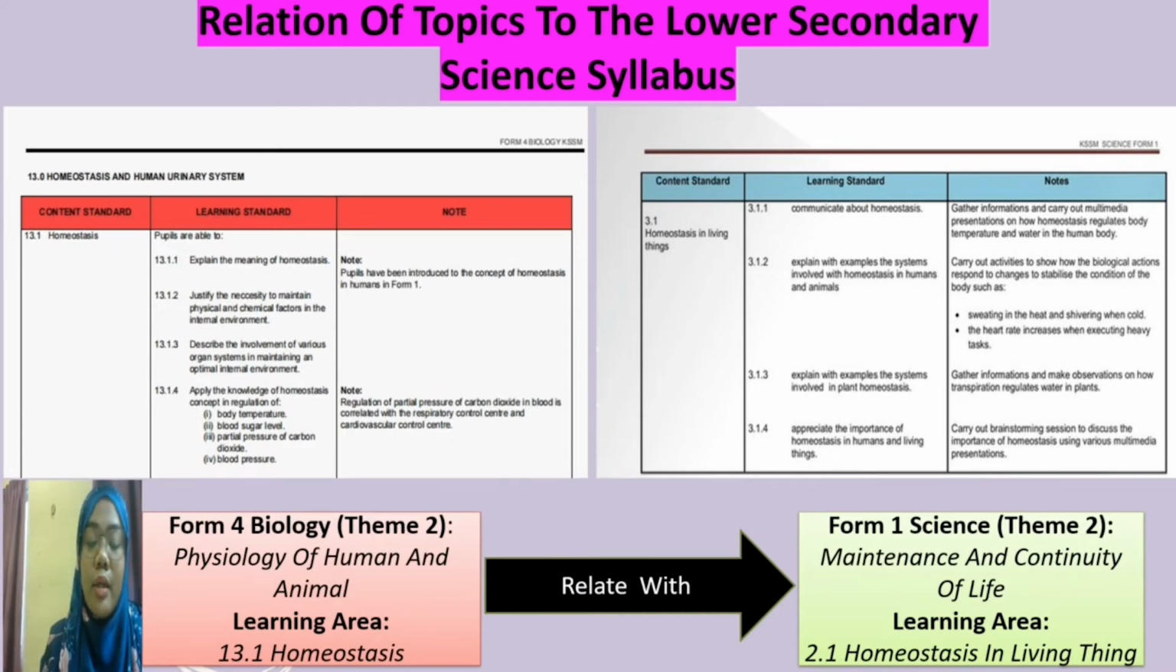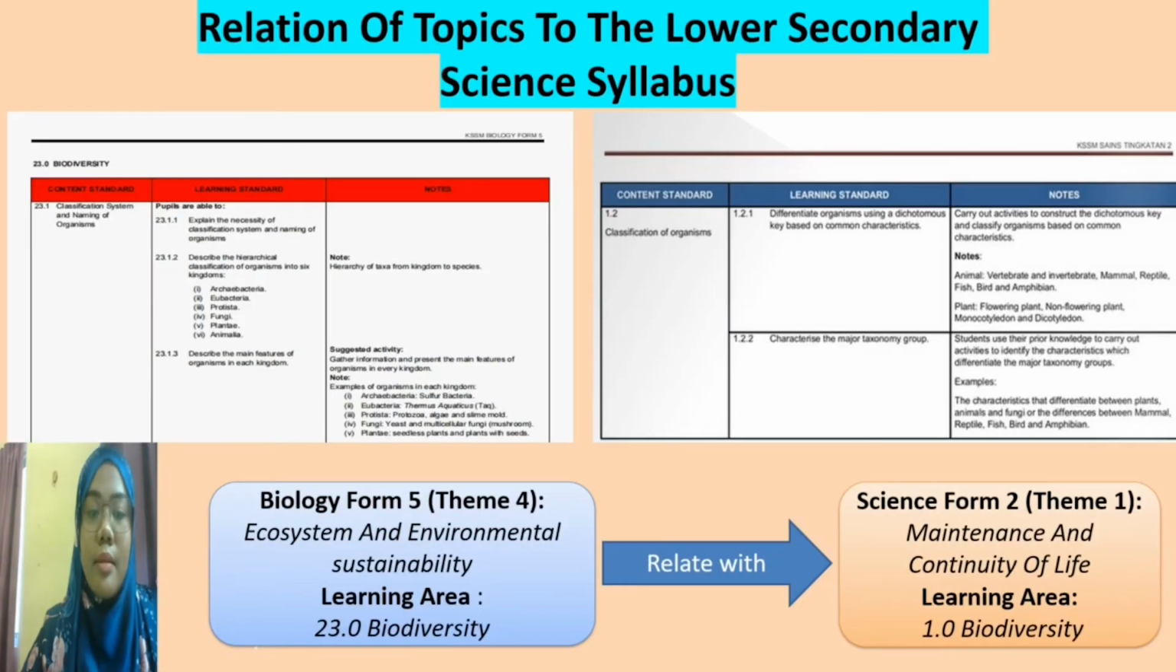So in conclusion, Form 4 Biology Theme 2, Physiology of Human and Animals, Learning Area 13.1 Homeostasis is related with Form 1 Science Theme 2, that is Maintenance and Continuity of Life, and the Learning Area 2.1 Homeostasis in Living Things. So now we will learn about the topic that relates to the lower secondary science syllabus, that is biodiversity.